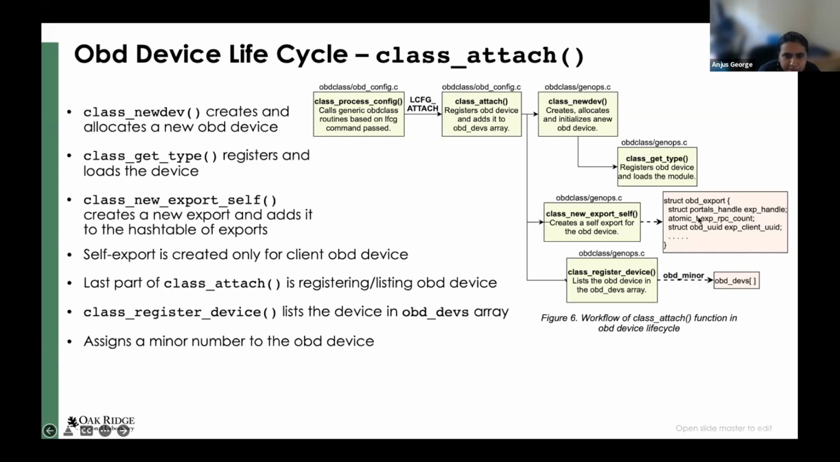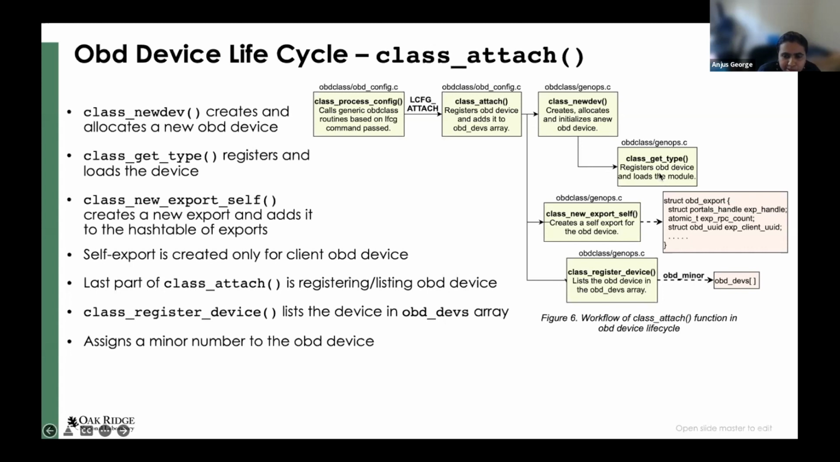We will now go through the detailed workflow of the class attach function. This figure shows the complete workflow of the class attach function. Class attach first calls the class newDev function. The class newDev function then invokes the class getType function. Class newDev creates, allocates, and initializes a new OBD device, and class getType registers an already created OBD device and loads the OBD device module.